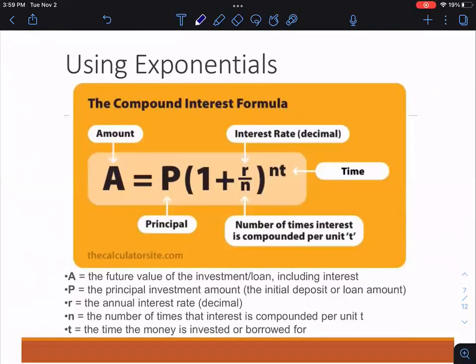So here's the formula. The formula will be given to you on your final exam on the reference sheet. In this formula, A stands for the future value of your investment or loan, including the interest that you've earned. P is the initial investment, your initial deposit, your initial loan amount, so that's your original amount. R is your interest rate. It must be entered as a decimal, so remember to convert from a percent to a decimal. You're going to move 2 places to the left. So if you're given a percent, move the decimal 2 places to the left.